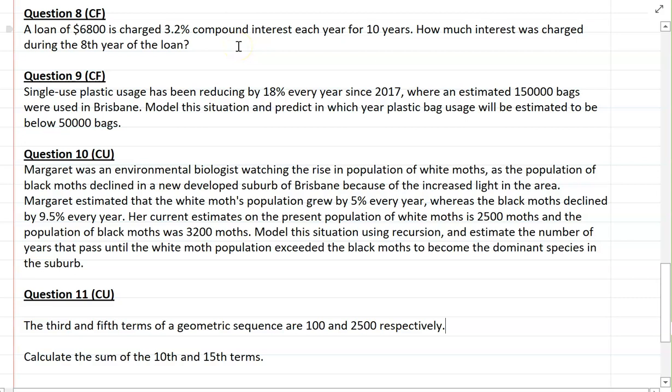So here again, think about using your compound interest formula. Have a think about how you could work out the amount of interest that was charged during the 8th year of the loan. Remember that will be between the 8th year balance and the 9th year balance. Give it a crack and we'll see how you went.